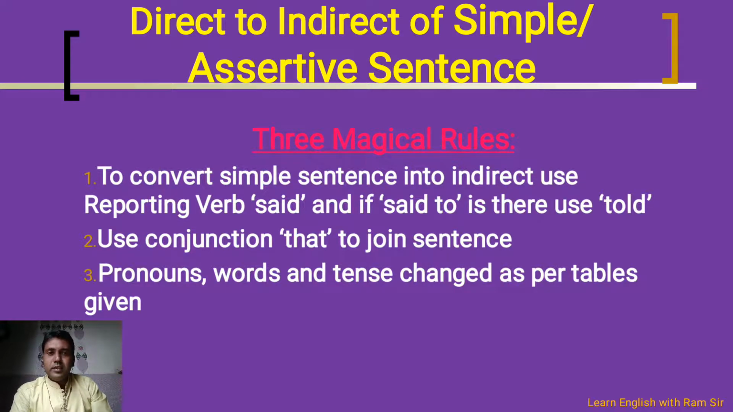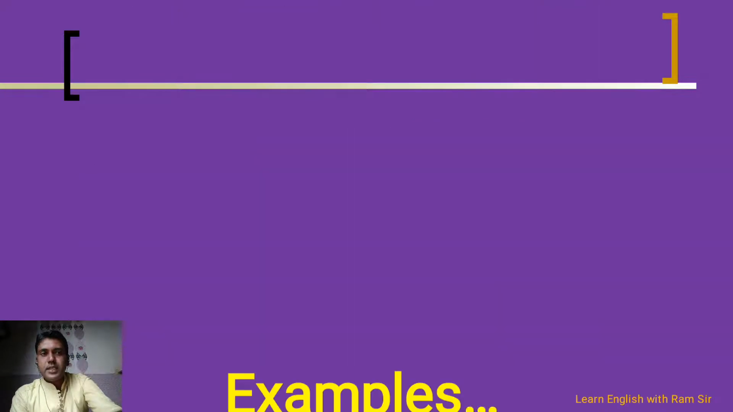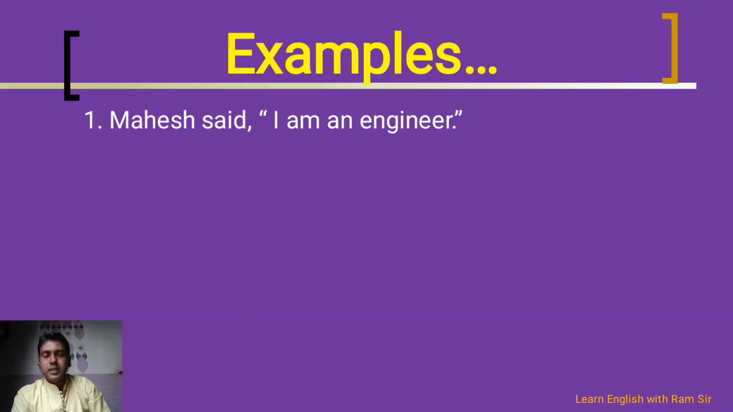So then these particular three rules we are going to apply and we will solve the example by using all these three rules one by one. So let's see the first example here. The first example here I have taken, that is Mahesh said, I'm an engineer. So this is our first sentence. So let me tell you here which is the reporting verb. So here reporting verb is said and reported speech is I am an engineer.